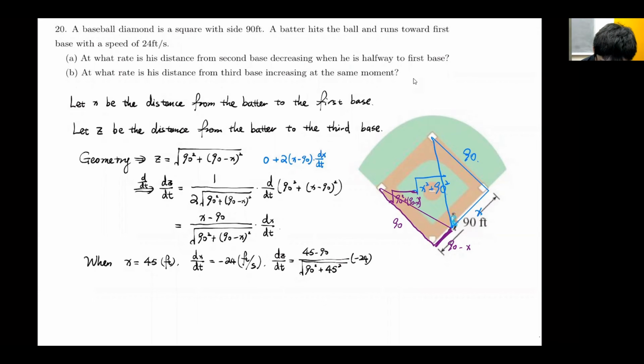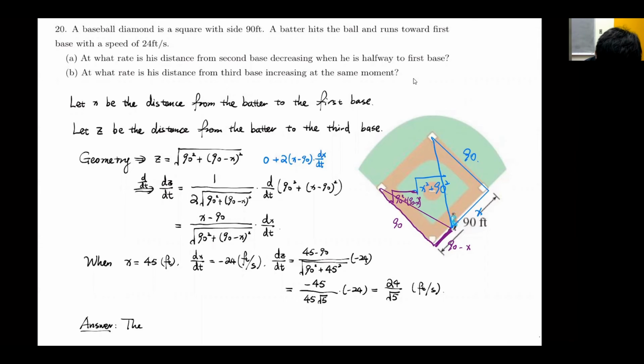From the computation we have done in part A, we see that the denominator is precisely 45 times root of 5. The numerator now becomes minus 45, and this whole thing times minus 24. So the answer for dz over dt is precisely positive 24 divided by root of 5. The unit is feet per second. Now we are ready to formulate the answer.